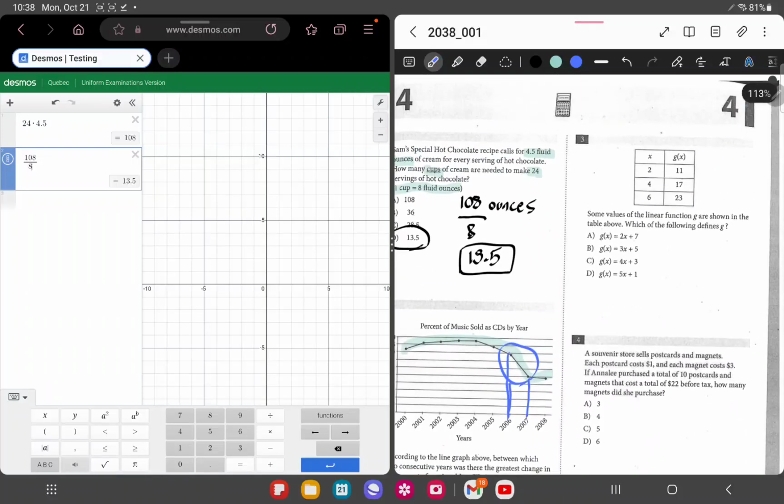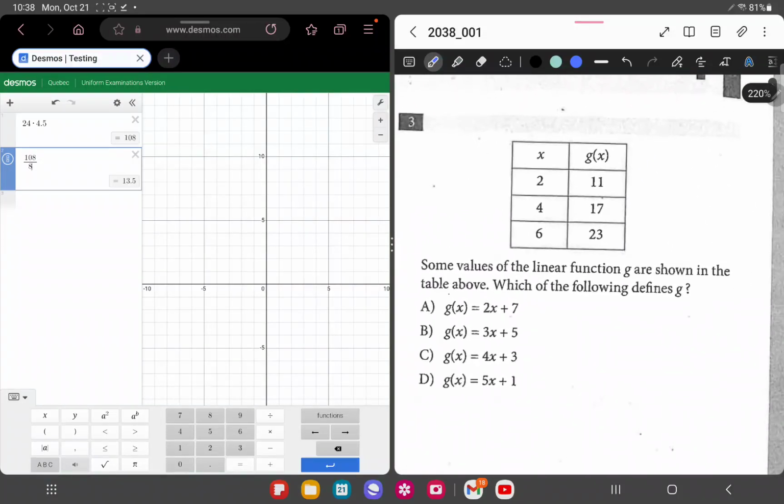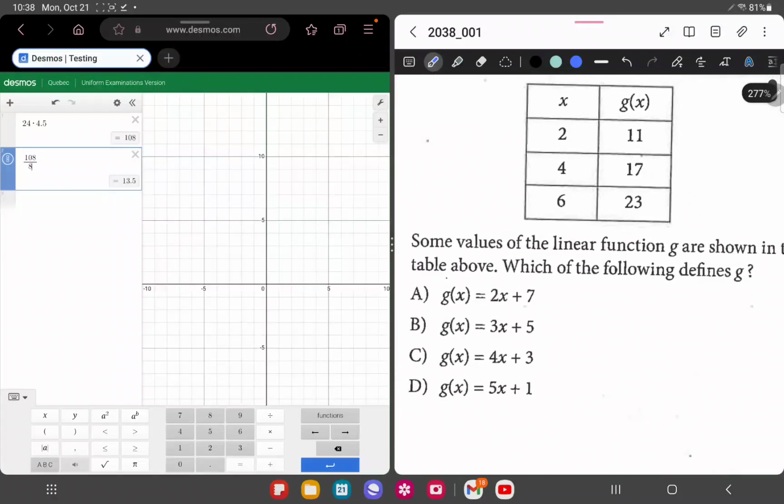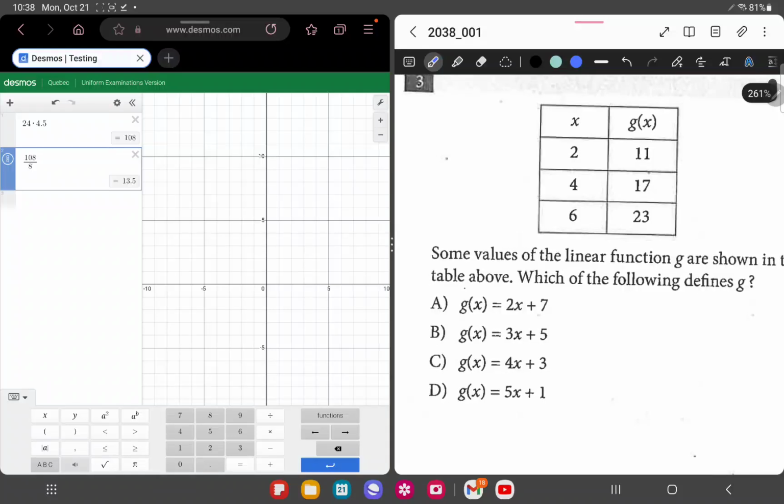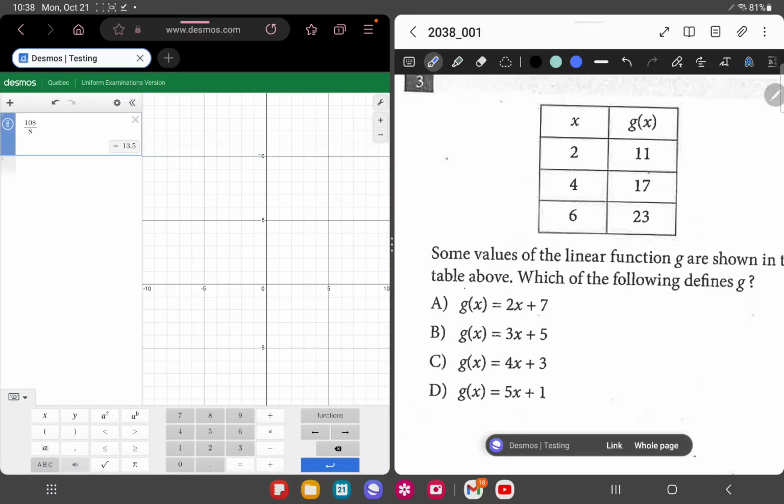All right, let's go ahead and go for number 3. For number 3, we're actually going to use Desmos. The benefit of Desmos is that you can actually start plugging stuff in.